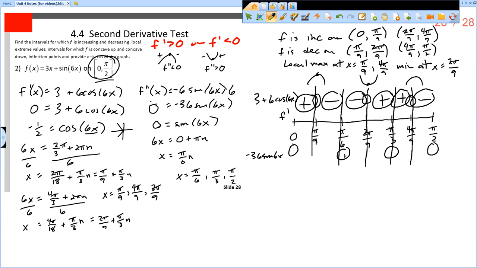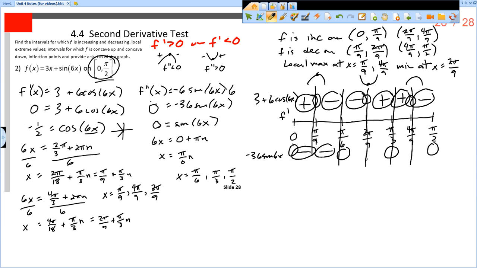So now in between 0 and pi over 6, well, how about pi over 9? So 6 times pi over 9, 6/9 reduces to 2/3. So sine of 2 pi over 3, right? So sine of 2 pi over 3 is positive, right? Because it's in quadrant 2, but then times a negative, so this would be a negative number, right?